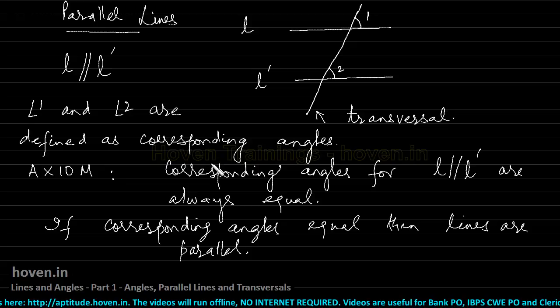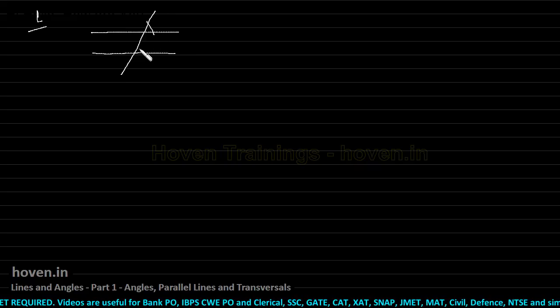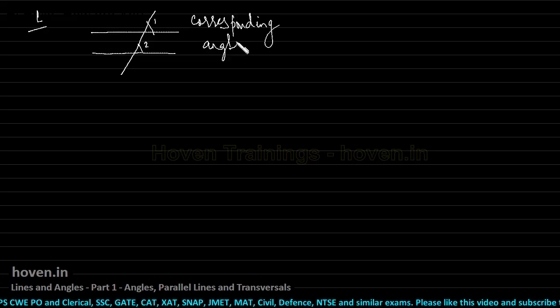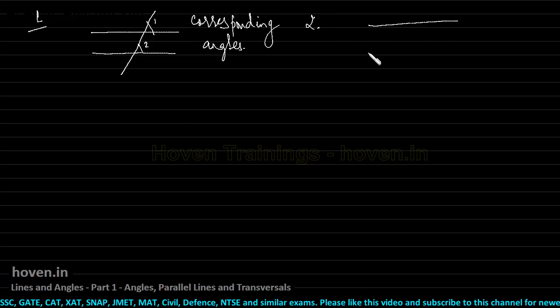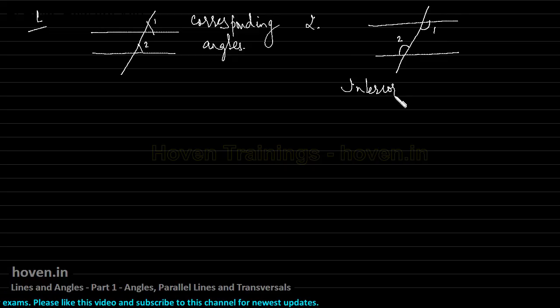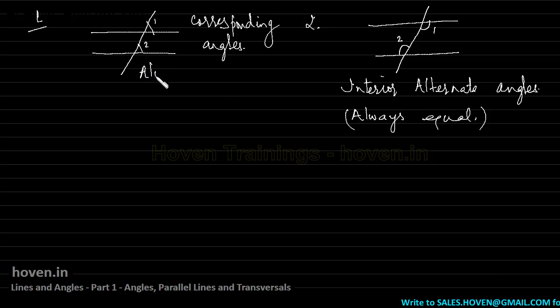Let me push a few definitions of the angles with regard to parallel lines and transversals. So first of all, if these are parallel lines and this is the transversal, then angle 1 and angle 2 are called corresponding angles. This is one situation. Second situation, if these are parallel lines and this is the cutting transversal, then angle 1 and angle 2 are called interior alternate angles. They are called interior alternate angles. And they are also always equal.